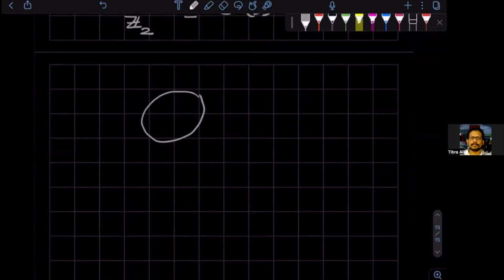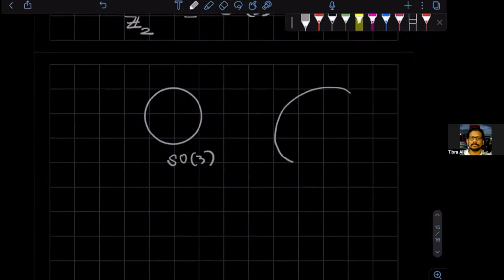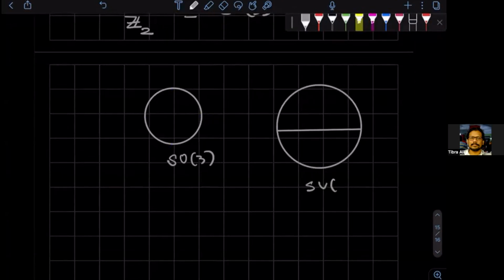So you're saying that this is SO3, and this is SU2, and for any rotation in SO3, Sir, I think it will be reversed, because it's 2-to-1 from SU2 to SO3, so it won't be a map from this direction. Right, okay, yeah.